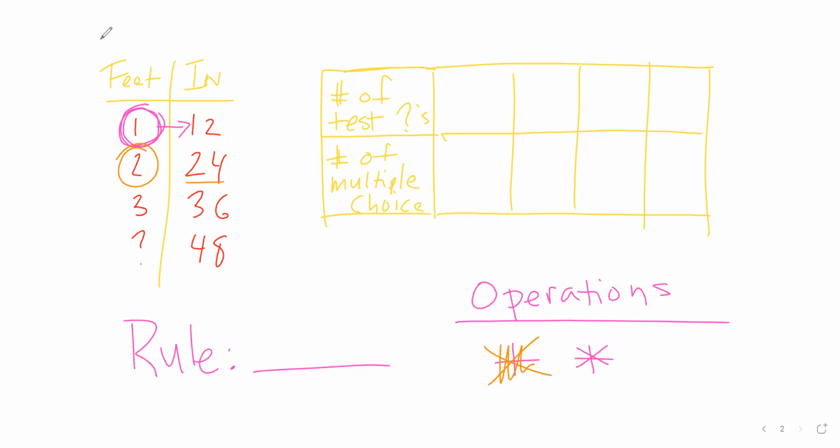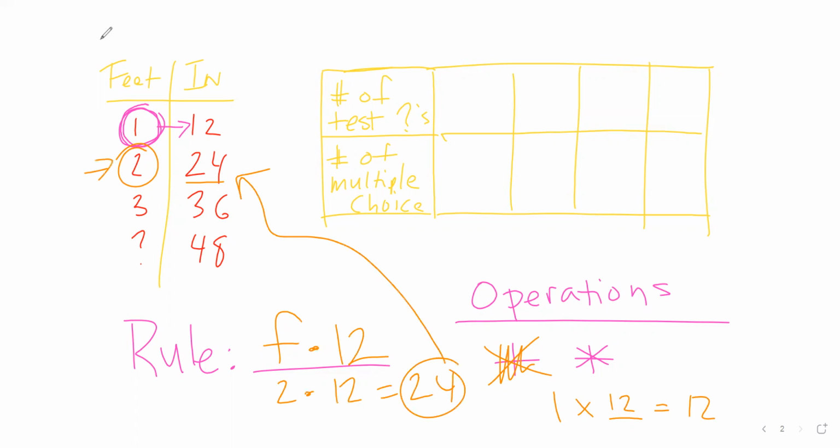So let's think multiplication. If I'm at 1 and I multiply by a number, I get to 12. Well, that would be 12, which means now I could think about a rule. A rule might be F times 12. If I put in 1 for F and multiply it by 12, I get my answer in inches. We can test that out. Here F is 2, so I put 2 in place of F, and that would be 24. And that is what I get there.